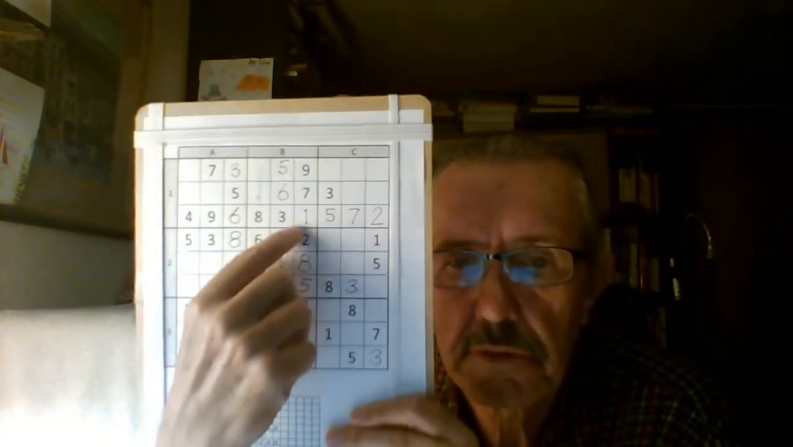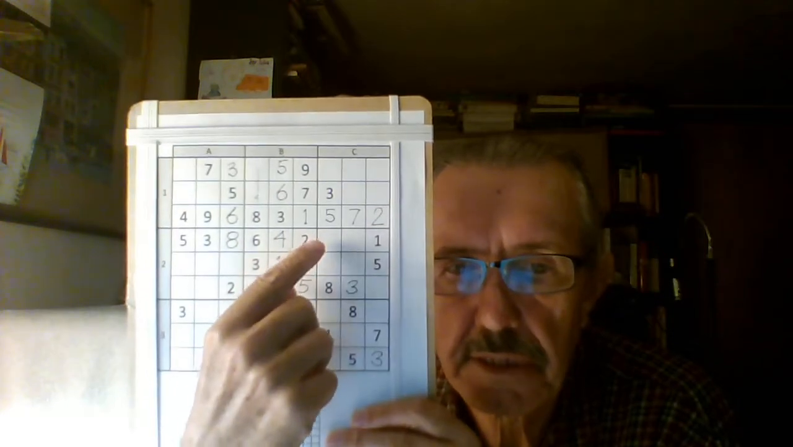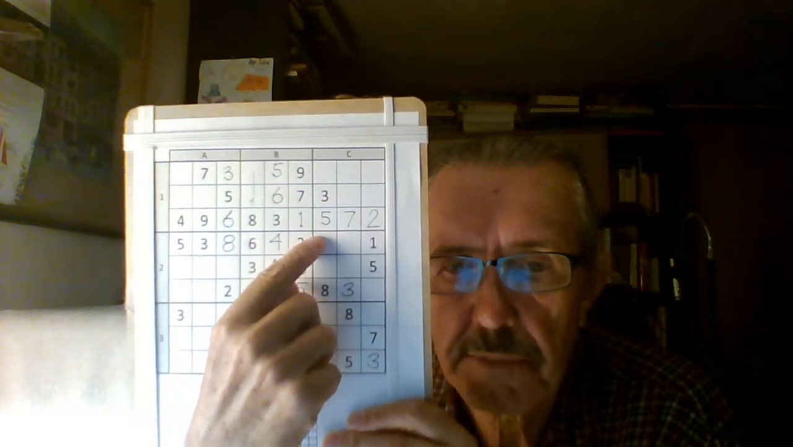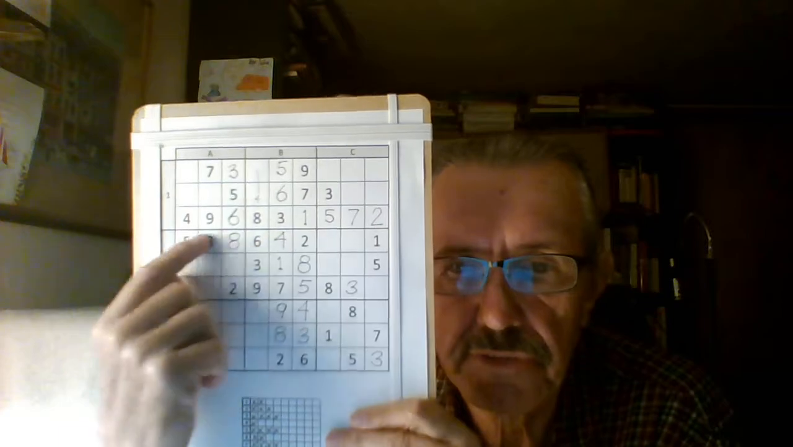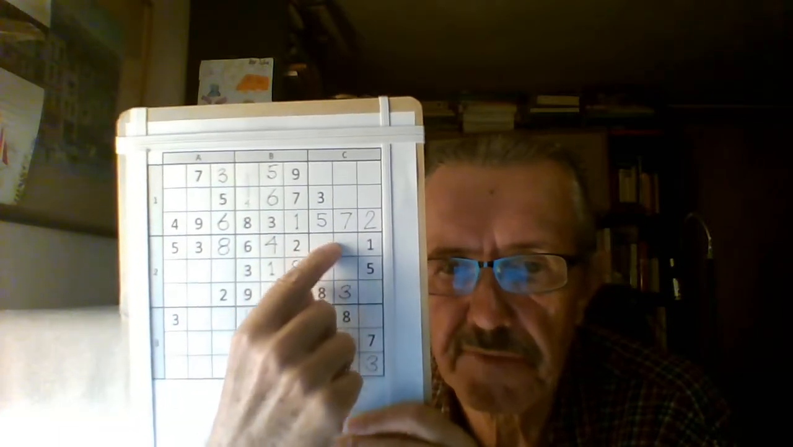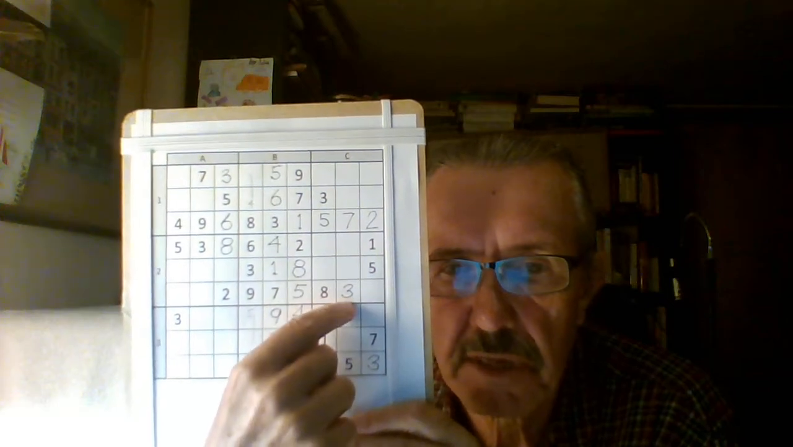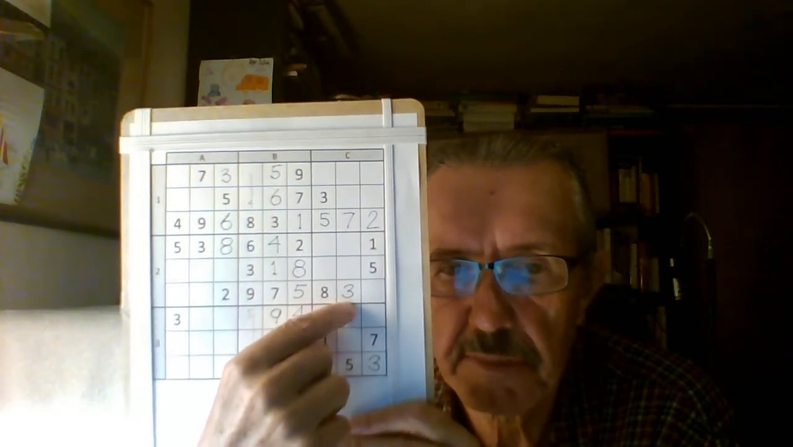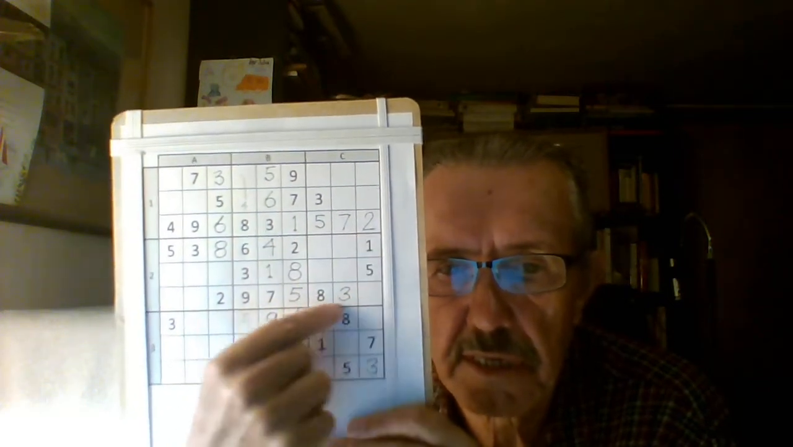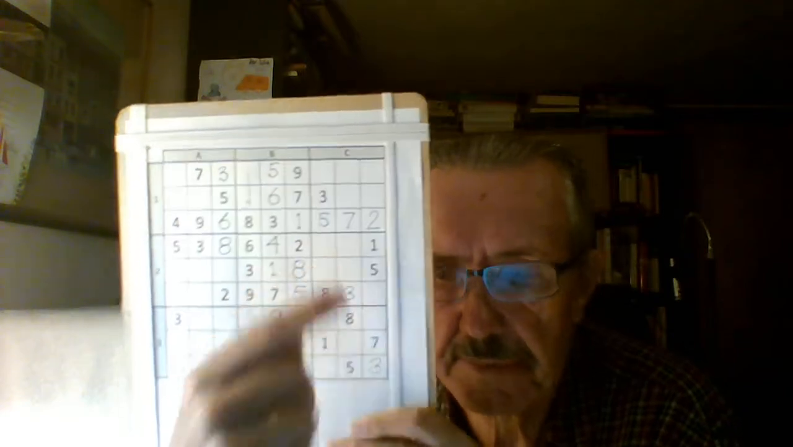Square C2 location 1 will be for number 7, because as you see in this row only two spaces are available. Number 7 exists in this row. There's one available space for number 7 in square C2 is over there.